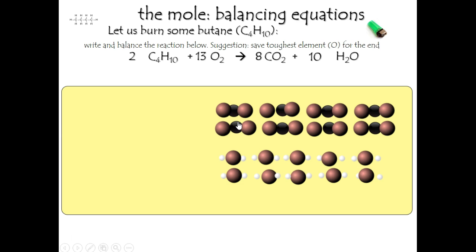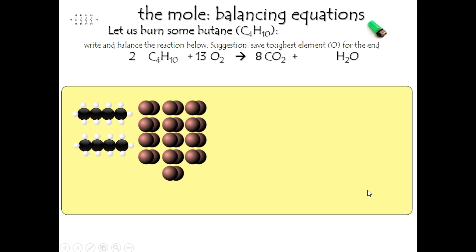Do we have 8 carbon dioxides? 2, 4, 6, 8, we do. Do we have 10 waters? 2, 4, 6, 8, 10, we do. Notice that we had 2 and 13 of the reactants. So, this balancing is an important thing since it represents what must happen in reality when these things react. So that's just a little overview of balancing chemical equations.